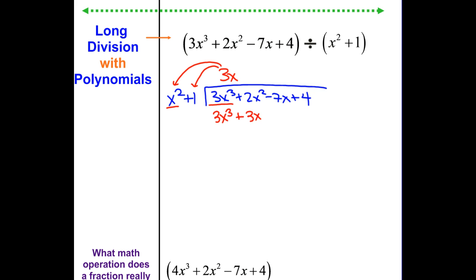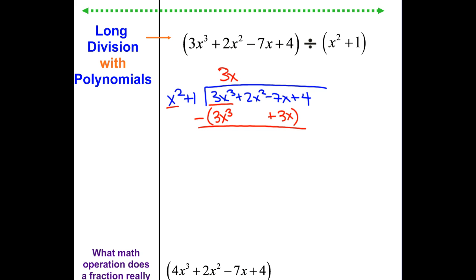And I'm actually going to rewrite that positive 3x. I'm going to put it down over here. Now I'm going to put that whole thing in parentheses and subtract, because I'm subtracting that whole piece. The reason I make sure to put the parentheses around it is so I know I'm subtracting every single piece. So I'm going to subtract 3x cubed from 3x cubed, and what do I get?